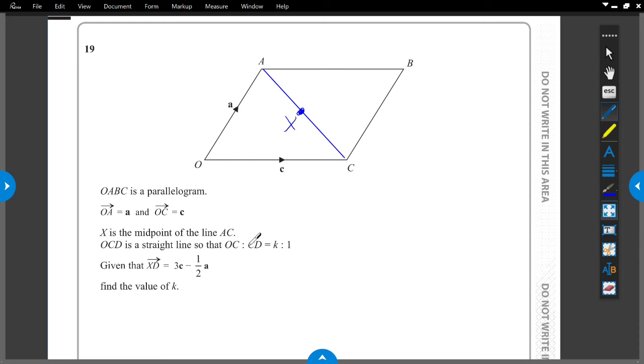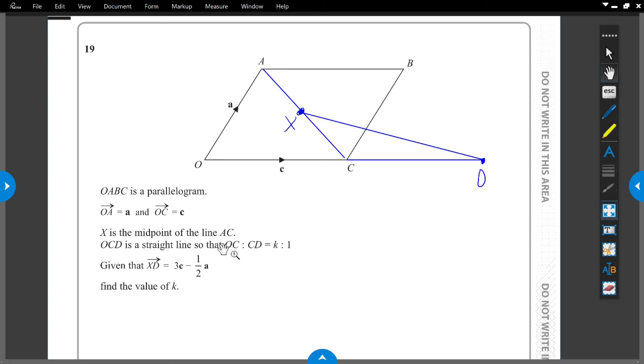OCD is a straight line, so it must go from point O to point C, and then that line must continue straight in this direction over here. And D must be somewhere over here. We don't have to draw that accurately. And we're given vector XD, which is this line here.